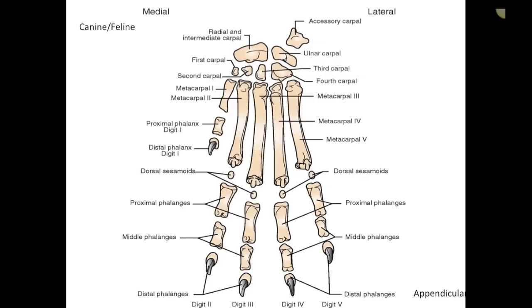And then moving on to the front feet of a dog and a cat, so a carnivore front feet. This is your typical structure. And this is something that you'll want to get to know and be able to label. Now, why the heck do we need to know all of this information about front feet?